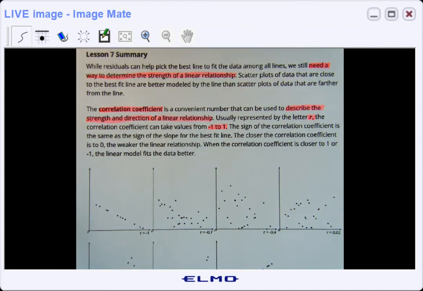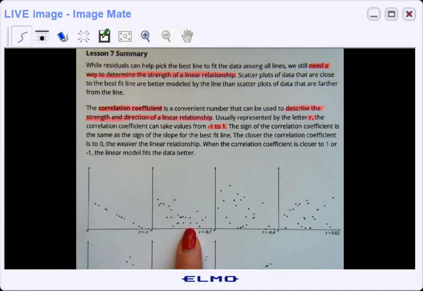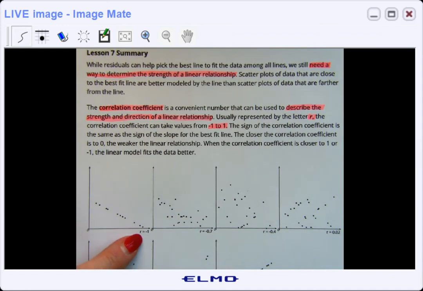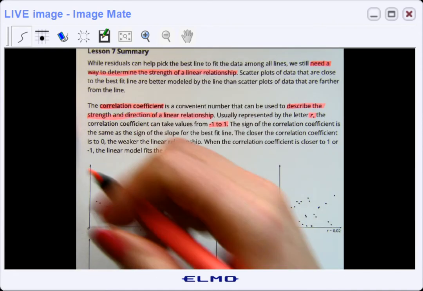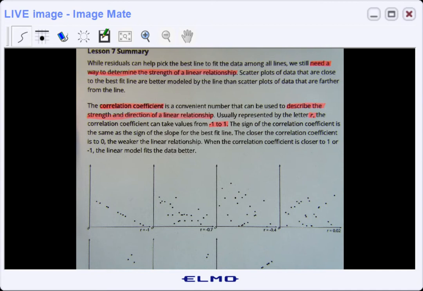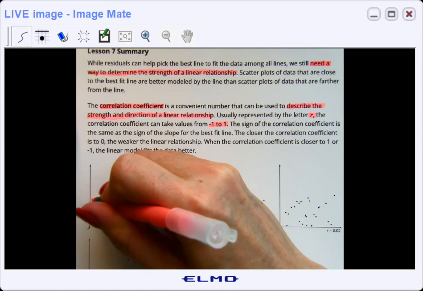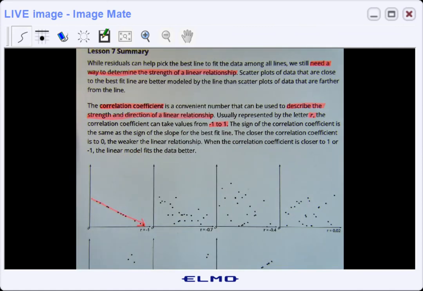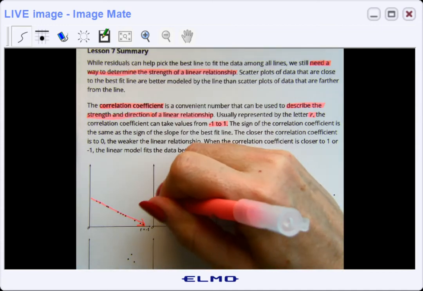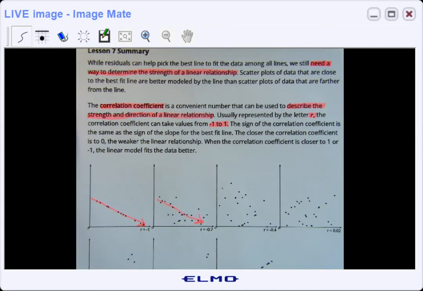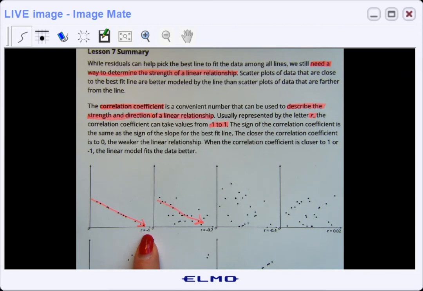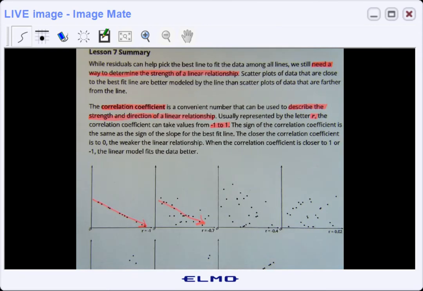The sign of the correlation coefficient is the same as the sign of the slope for the best fit line. So if you look at these examples, the first three scatter plots here have negative correlation coefficients. When it says it's the same sign as the slope of the line of best fit, I see this first one is going down. It has a negative slope because it's going down from left to right. Same with this one, but clearly the points don't line up as well, and that's why our correlation coefficient is getting closer to 0.